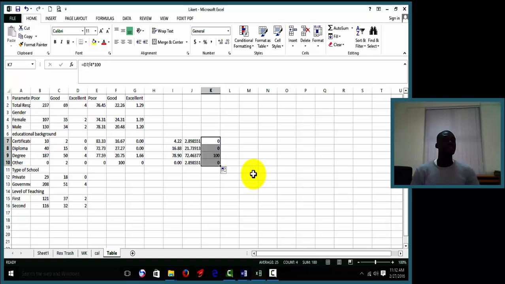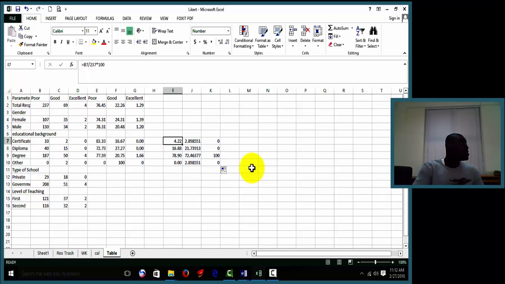Now let's see, if you have this one compared to the other one. With this one, if you are not careful, this is what you're going to say. So you see how the interpretations have changed. If you have this one, you are going to say that as far as the poor presentation was concerned, it was the degree holders that presented with the highest level of poor, because they are presenting 78. And then you will tell us that for those that presented with diploma, only 16% of them presented poor. And there are others, though that one is zero, so the others were the best.